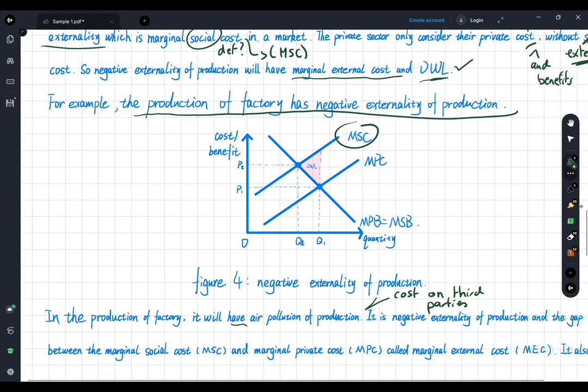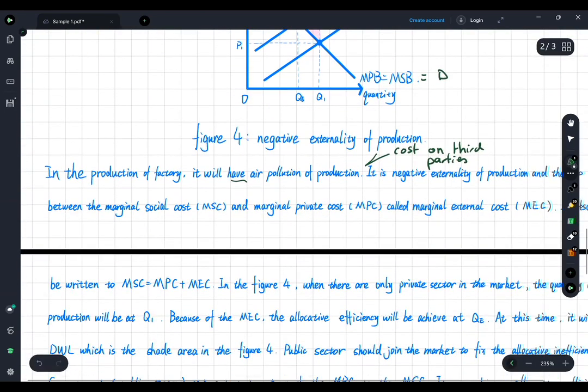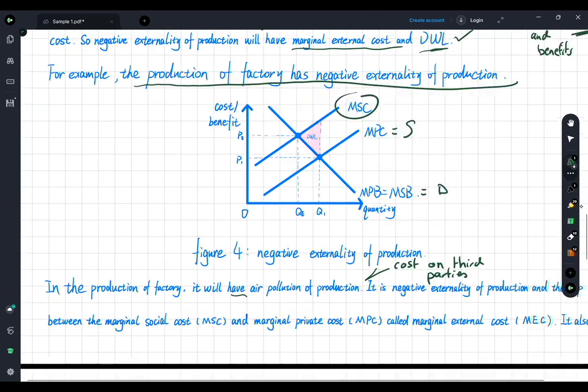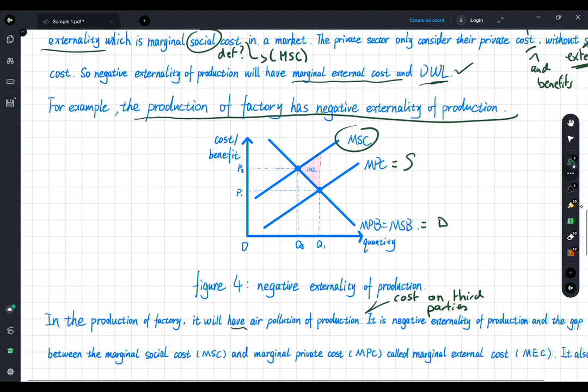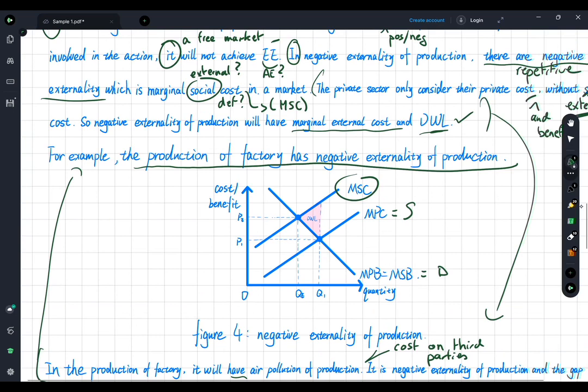Then we have the diagram, which again is a good diagram. It's fine. I would add that the marginal private cost is the supply curve, and that here it's the demand curve. But I think the structure of this paragraph could be improved. I would have moved the example before the diagram. And the explanation, the private sector only considers the private cost, I would move after the diagram to explain the diagram. So I think the structure could be improved a bit.